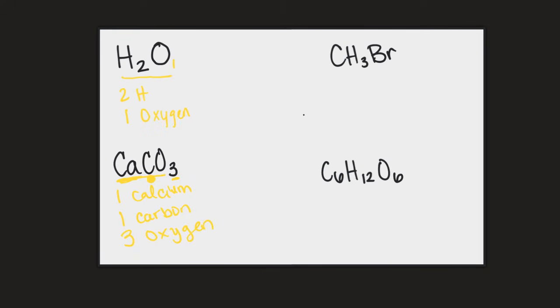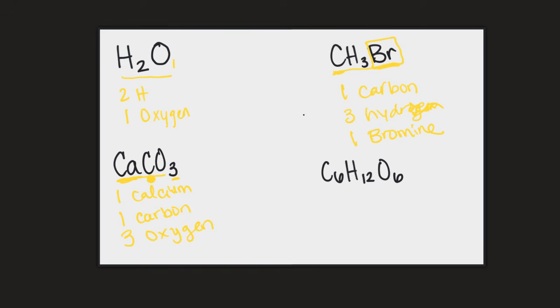Let's look at this one. We have CH3Br. So C, that's 1 element of carbon, or 1 atom of carbon. So 1 carbon. Then we have a little 3 after our H, so we have 3 hydrogens. Then we have a capital B followed by a lowercase r, which means that's 1 element, Br, bromine.